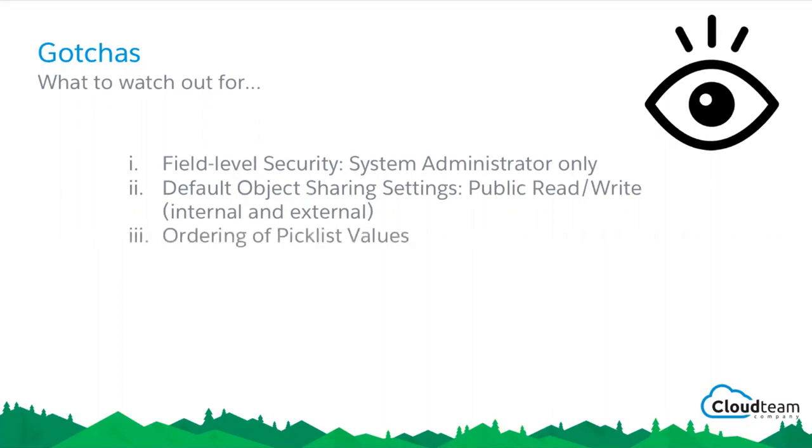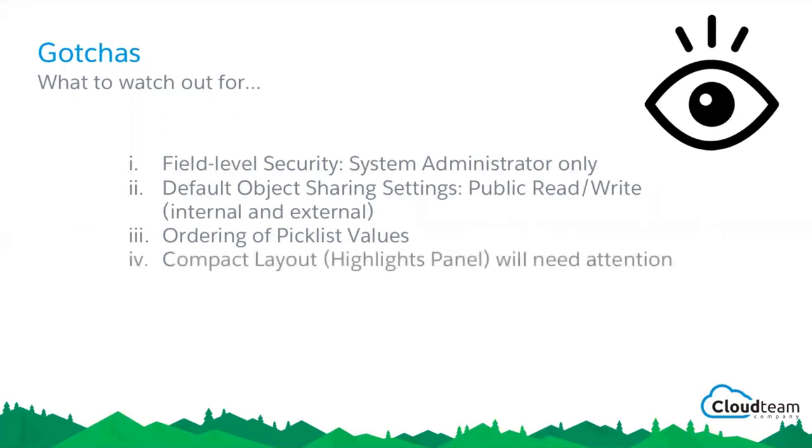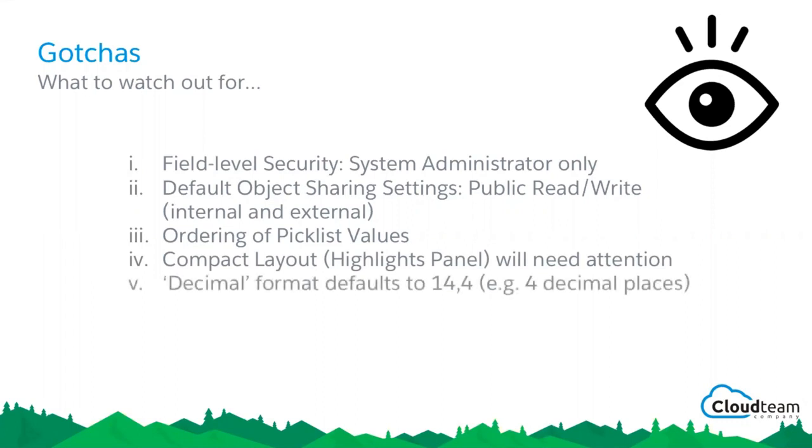Pick list values, as you saw, just default to as they were built. As the records in the spreadsheet go into this database, whatever's first gets created at the top of the list, so you may have to think about ordering your pick list values. The compact layout, which is the highlights panel, that's the top row in the Lightning page, will need some attention just to make it a bit tidier for you.